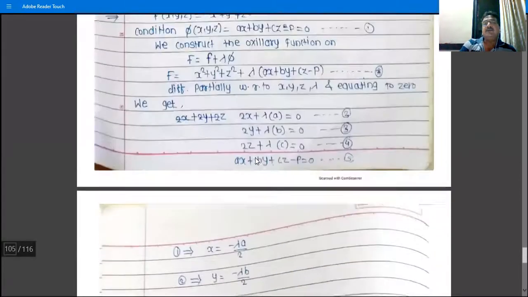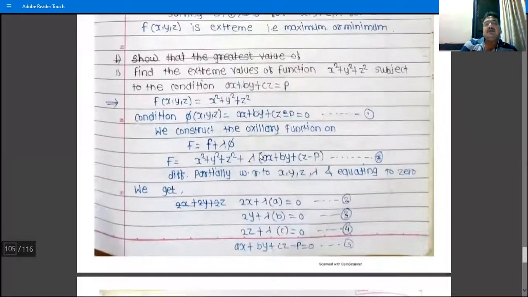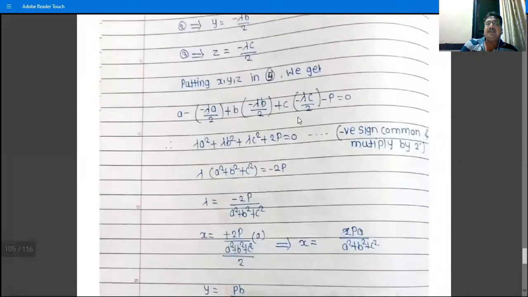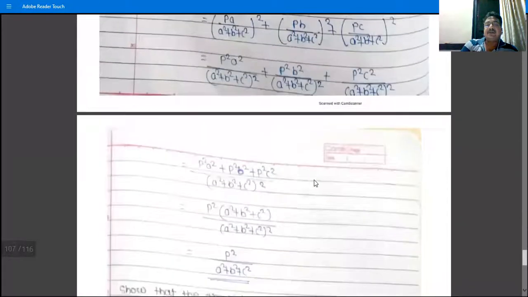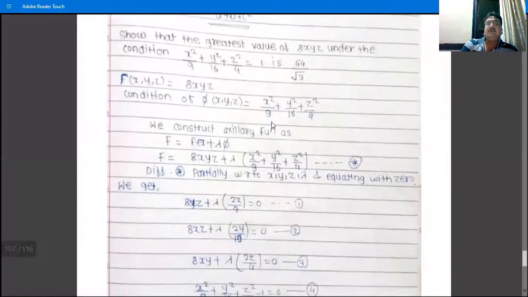So this is one procedure to determine the extreme value of three variable functions: find the stationary points and write the value of the function at that point, which is the extreme value. A similar problem is here. Again, one function and one condition are given, and we have to find the greatest value or maximum value of that function, and it is also given as 64 by root 3. We will solve this problem in the next lecture.